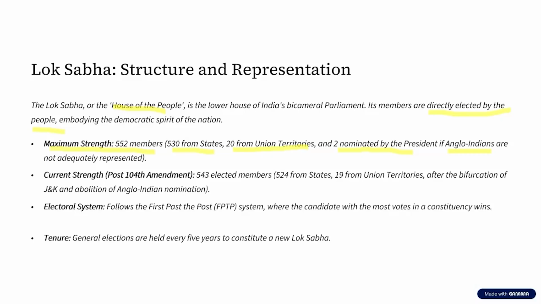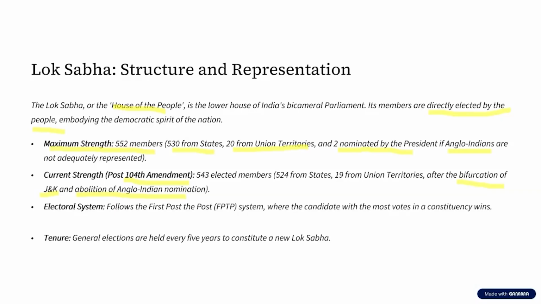Now, what happened after 2019? In the year 2019, there was the bifurcation of Jammu and Kashmir, and Jammu and Kashmir was downgraded from a state to a union territory. And not just that, 2 years back, the 104th Constitutional Amendment Act was passed, which also resulted in the abolition of this Anglo-Indian nomination to the Lok Sabha and to the state legislative assemblies.